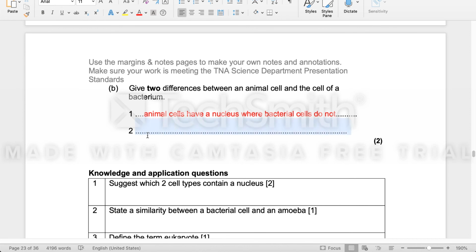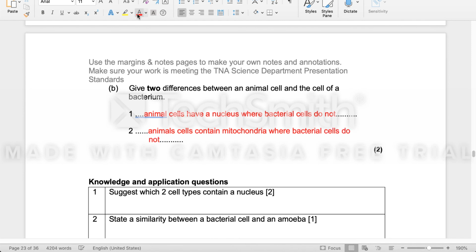And the next one that you can put down is animal cells contain mitochondria, where bacteria cells do not as well. Okay.